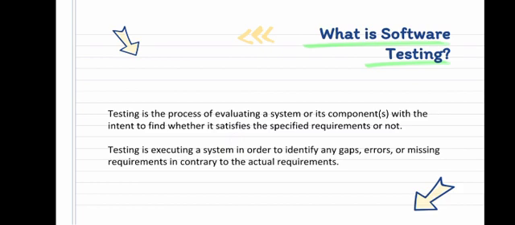Testing is the process of evaluating a system or its components with the intent to find whether it satisfies the specified requirement or not. Testing is executing a system in order to identify any gap, errors, or missing requirements in contrary to the actual requirements. Testing is a process rather than a single activity. Testing must be planned and it requires discipline to act upon it. The quality and effectiveness of software testing are primarily determined by the quality of the test process used.